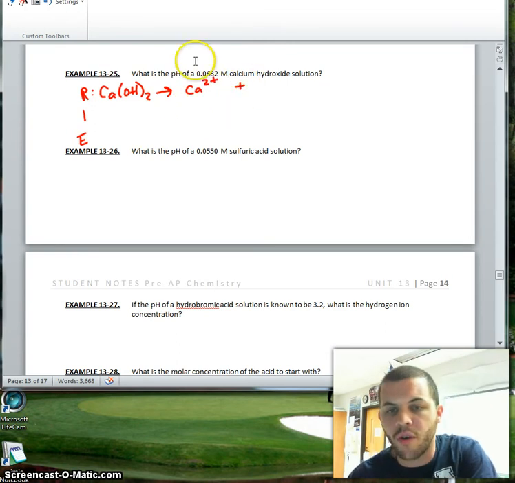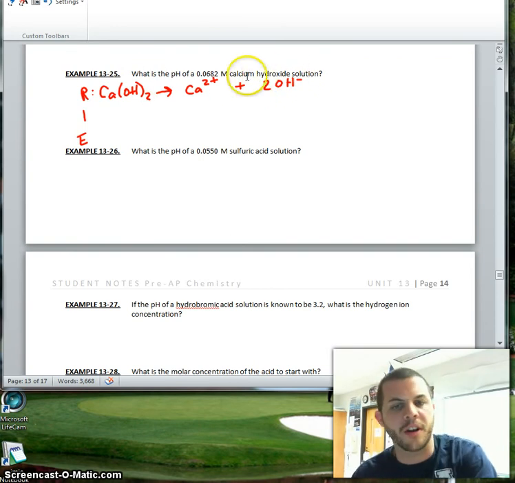And how many hydroxide ions do we have here? We have 2, so this is actually going to be plus 2 OH minus. Okay, now I've got a 1 to 1 to 2 ratio. So let's see how that's going to play out.